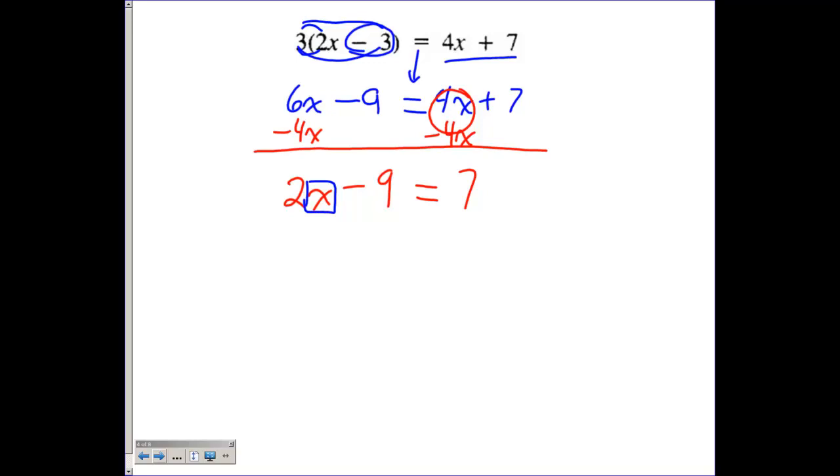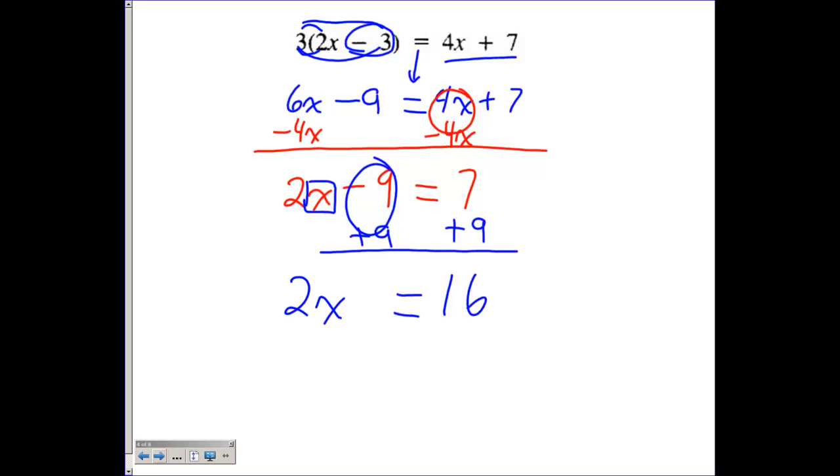So I have to get rid of my -9 first. And the way we get rid of the -9 is to add 9 to both sides using the addition property of equality. I will still have a 2x on this side. -9 and a +9 creates a 0. Bring down the equal sign, and a 7 plus 9 is going to give me 16. And the last thing we need to do is to undo a times 2 by dividing by 2, and that will give me x equal to 8.